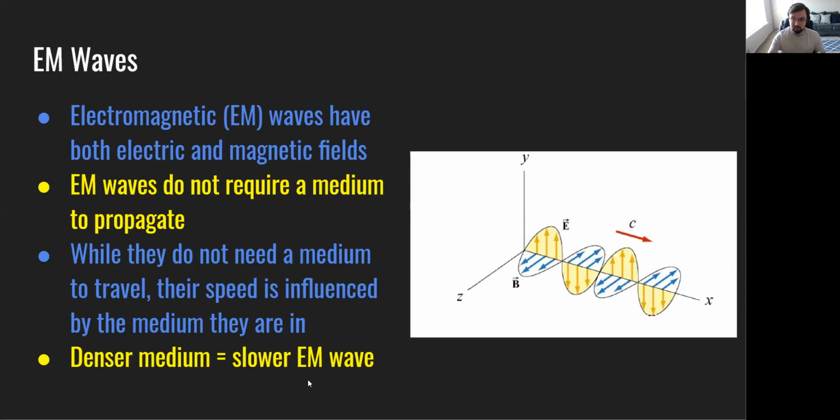So light, which is the best example of an EM wave, let's just say visible light, goes fastest in empty space, which we'll call a vacuum. So vacuum, we're just going to say, means empty. A vacuum has no particles in it, and they can go fastest through that. Water has stuff, and it's denser than air. So as soon as it hits water, it's going to go slower than it was in air or in a vacuum. So this right here is very important. Denser medium, slower EM wave.